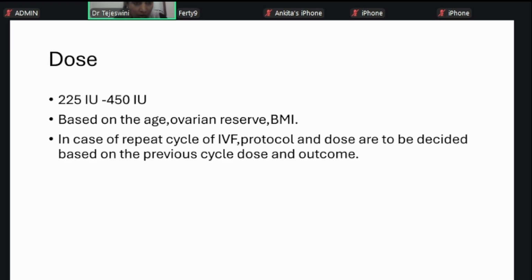The initial starting dose has to be decided based on the age, ovarian reserve, and BMI, especially in those with elderly age more than 35 years and those with a previous cycle showing poor ovarian response. A component of LH has to be added so that we will have a better ovarian response. In case of a repeat cycle of IVF, the protocol and dose are to be decided based on the previous cycle dose and the outcome.